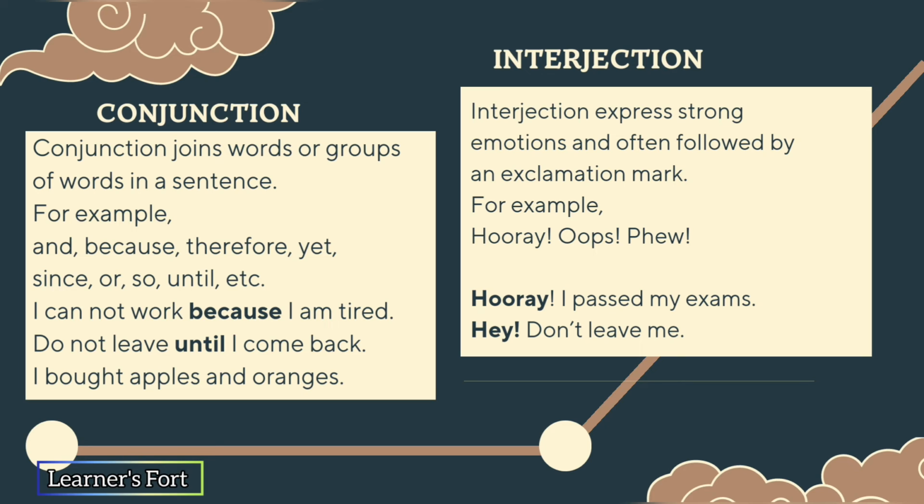Okay, now let's move towards the last part of speech, which is called interjection. What is an interjection? An interjection expresses strong emotions and is often followed by an exclamation mark. For example, hooray, oops, phew. Basically, interjections are the ones which show an expression, excitement, or anger, and they are often followed by the exclamation mark. For example, "Hooray! I passed my exams." Hooray with an exclamation mark is an interjection here. "Hey! Don't leave me." Hey is an interjection here.